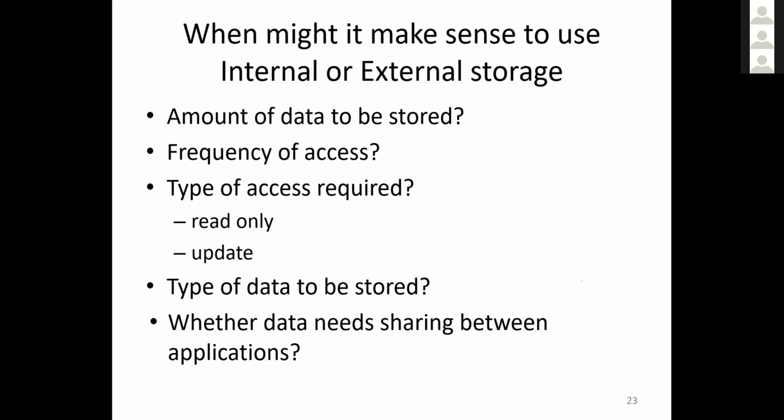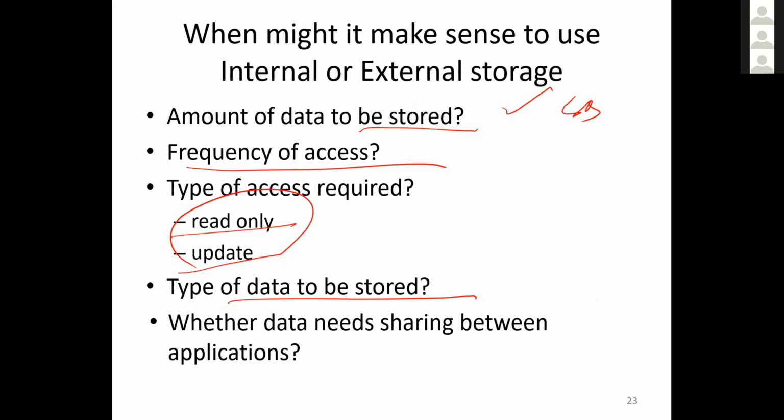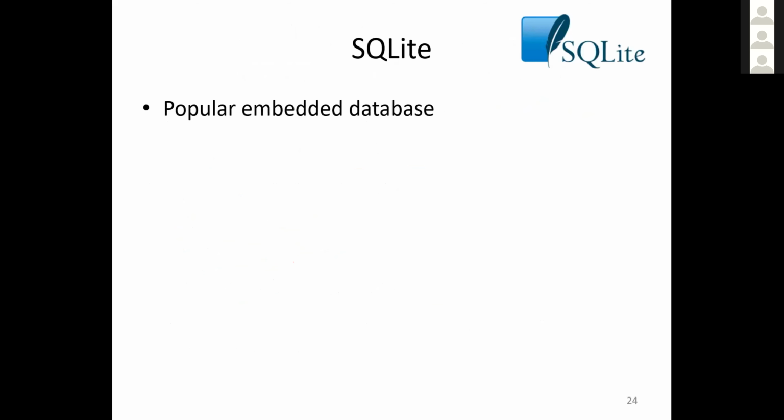Those are questions you would still ask: the amount of data. For example, you can store a lot on an SD card. Frequency of access can be a lot, read only or update. Type of data to be stored. You need to be careful when it comes to update, because this is external storage, so be alert to that. And then now we went to SQLite. This is what I want us to have a discussion around, and then we will go ahead.